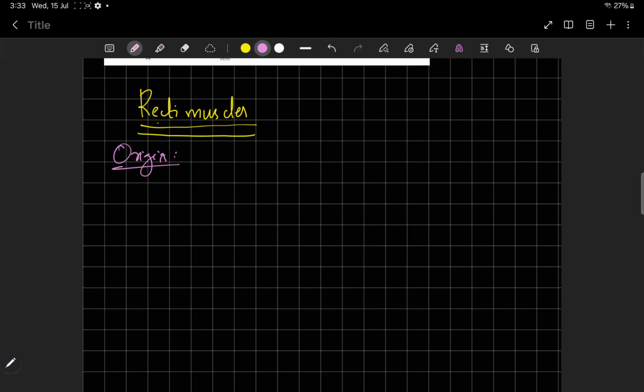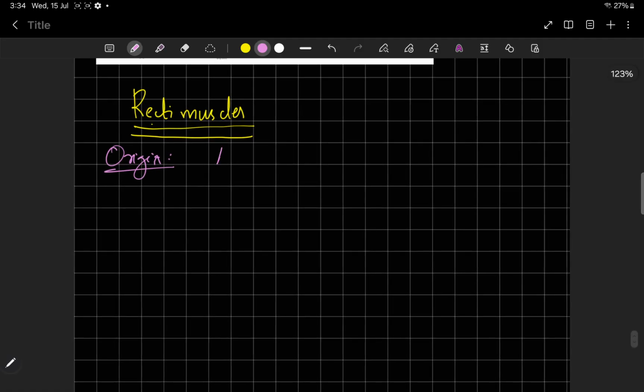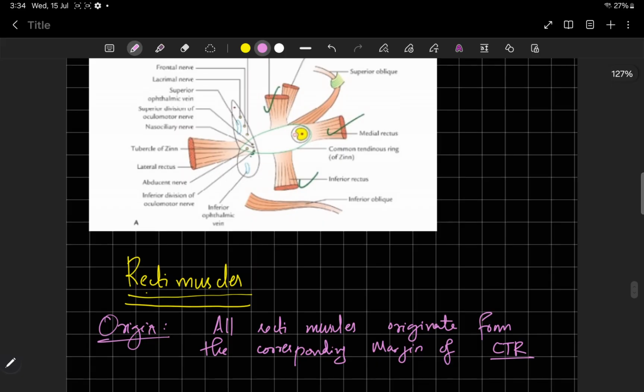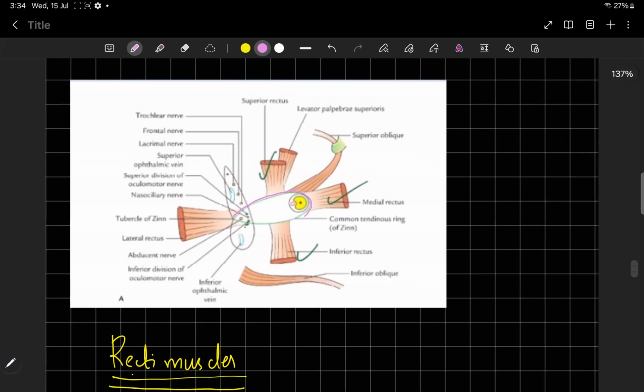All these recti muscles originate from the corresponding margin of the common tendinous ring. CTR is the short form for common tendinous ring. Here we can see the common tendinous ring, so you need to learn the diagram.